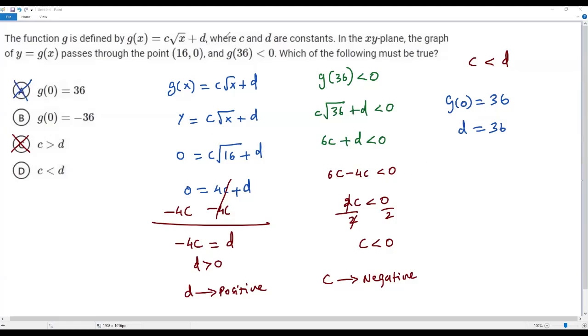Now let's go to option B. That is g of 0 equals negative 36. We have already evaluated the value of g of 0, that is d. That is, g of 0 means we plug in 0 for this x and for this x, then we get d over here for g of 0. So d equals negative 36. In our calculation, we already know that d is a positive value, but here we get d equals negative 36, which is a negative value. So we can reject option B also. So the correct answer choice for this question is option D.